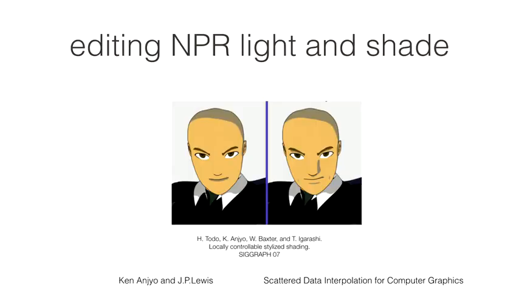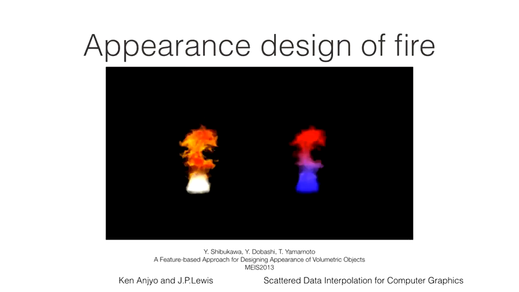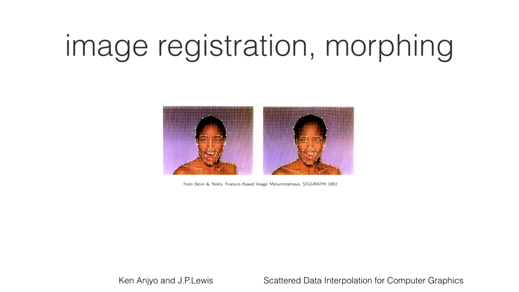Ken is going to go over a SIGGRAPH paper on using scattered interpolation to do non-photorealistic editing of NPR shading and highlight. It's been used to do artistic editing of fire, where you can recolor part of the fire and have the results automatically propagate to the remaining flames. It was used for the very first morphing, famous idea back in 1992 or so.